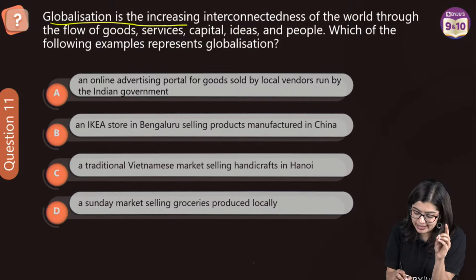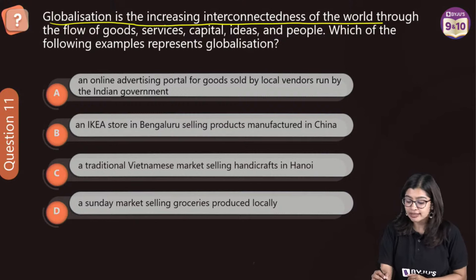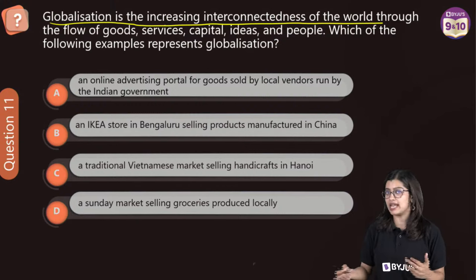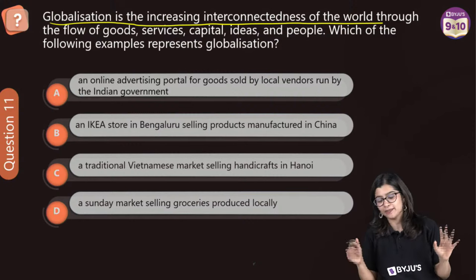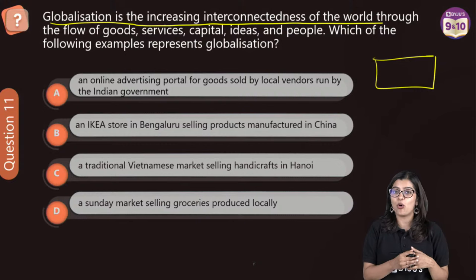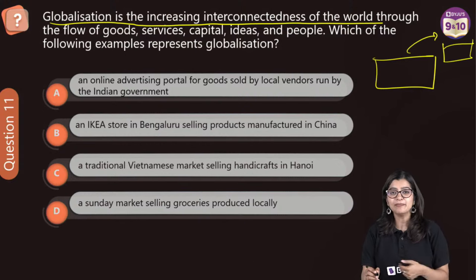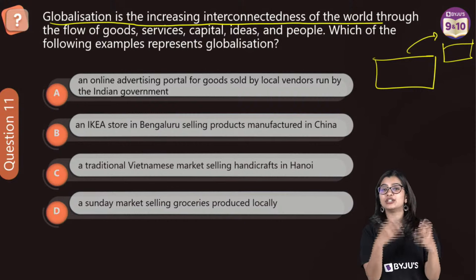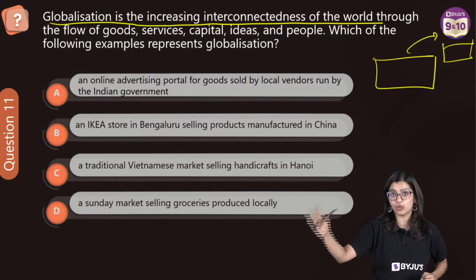Now, they're saying globalization is the increasing interconnectedness of the world, right? That is as good as me saying, if today I start my own shop, let's say a bakery, which is Aishu Bakery. And I decide that I will open up a branch in Bangalore. And then I want to go international. So my next stop is New York, right? I'm going to sell traditional Indian desserts in Aishu Bakeries, and I'm going to sell it in New York.